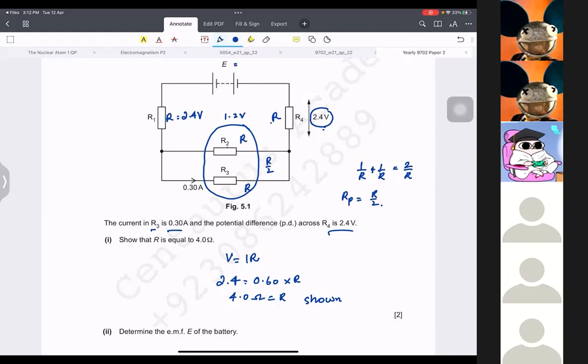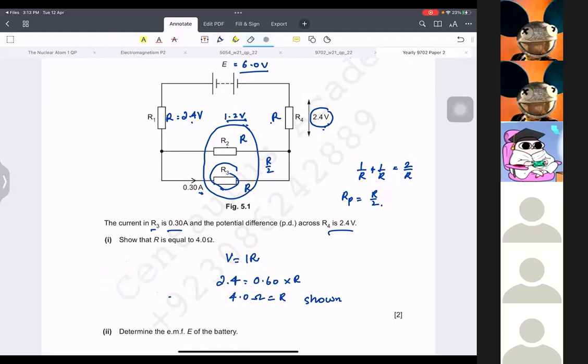Okay. So the total EMF will be 2.4 plus 2.4 plus 1.2, that is 4.8 and 6. Okay, you got the EMF. Now, if this is 1.2 and the current here is 0.30, we can do V is equal to IR and find R. That would also be the same answer. But this is too long, you see? Do you understand? Yes, I do.